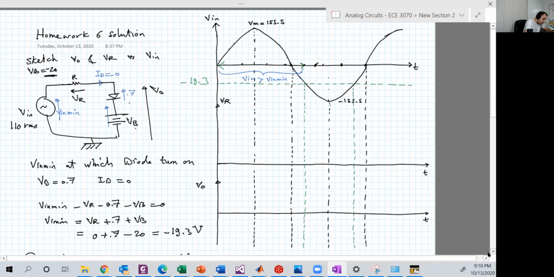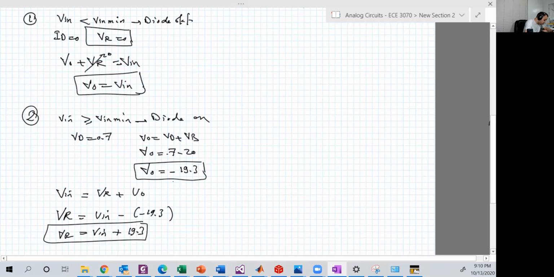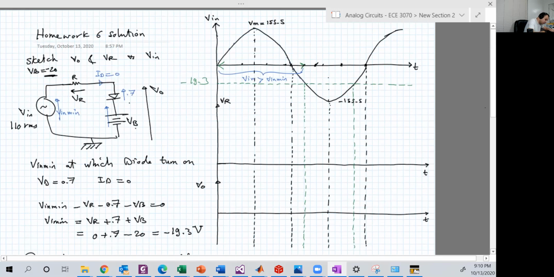When V input is larger than V input minimum, VO is constant, minus 19.3. So just draw. This is VO here, minus 19.3. This is the zero line. So this is minus 19.3.